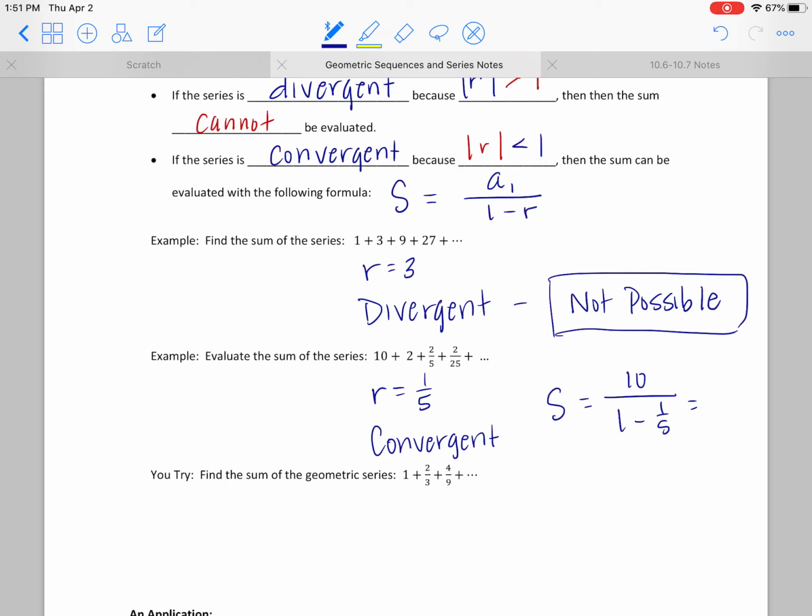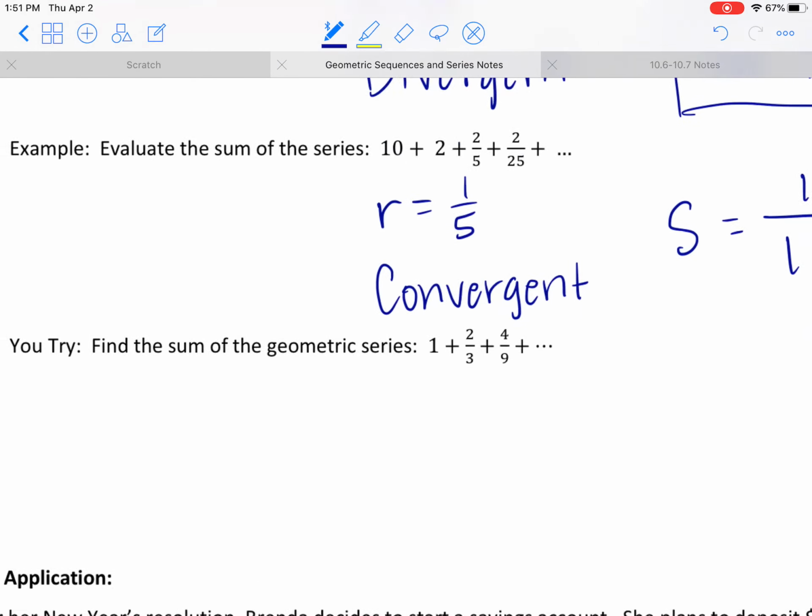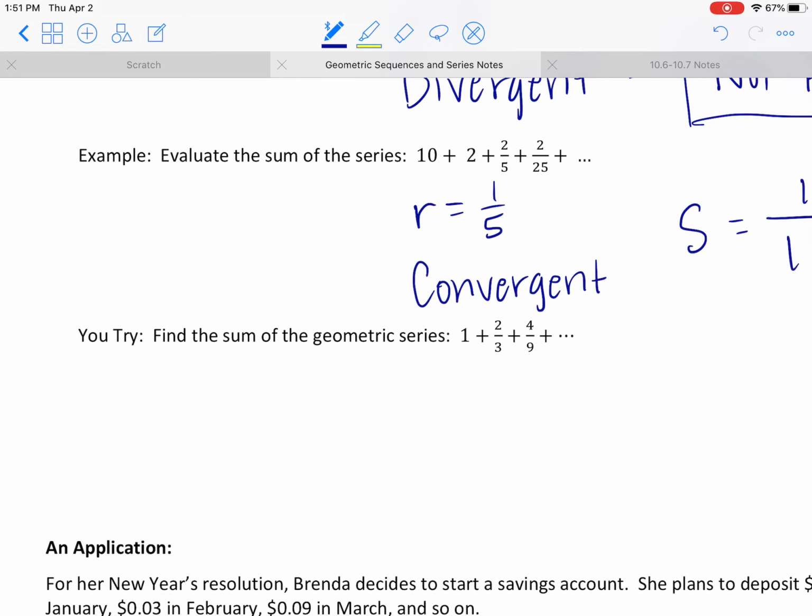So if I just kept adding these, like if you just add the 10 and the 2, you're at 12, right? And then we add a fraction, add a fraction, add a fraction. The smaller and smaller fractions, it makes sense that we're getting close to 12.5 as a sum. So 12.5 would be our sum. Okay? Now here we have another one.